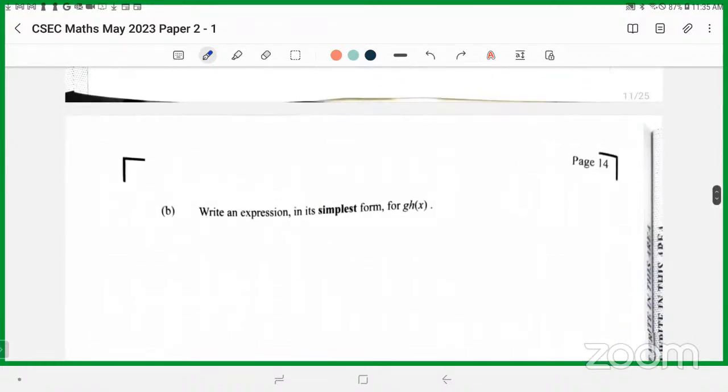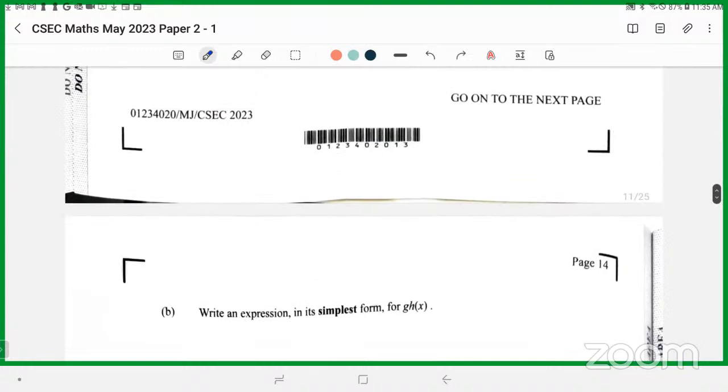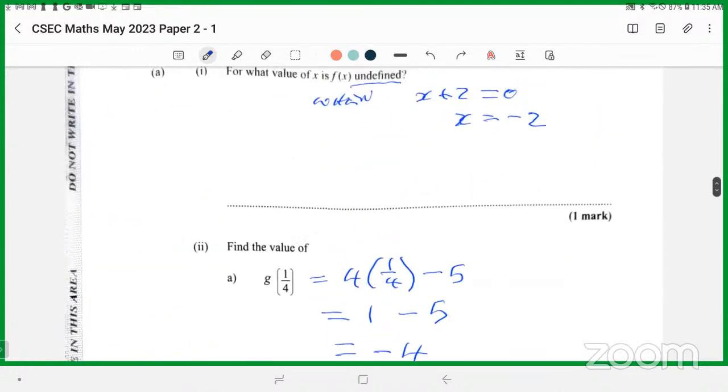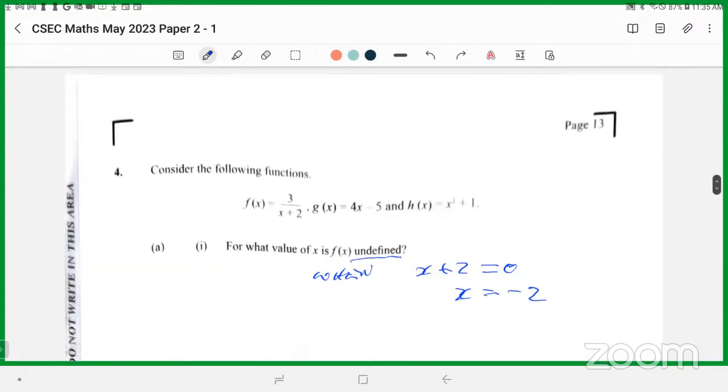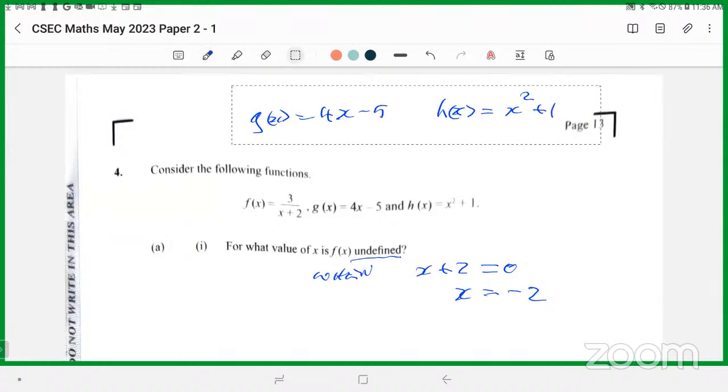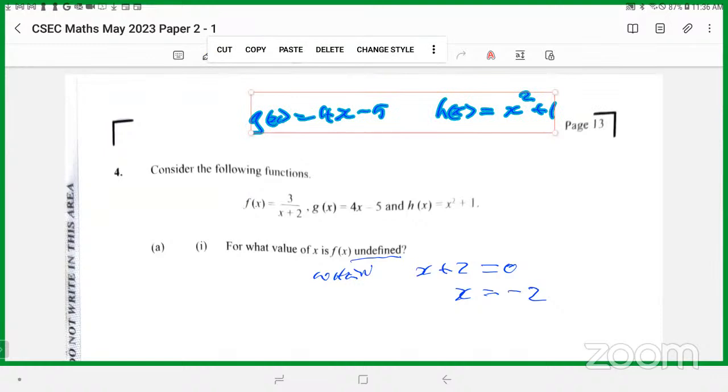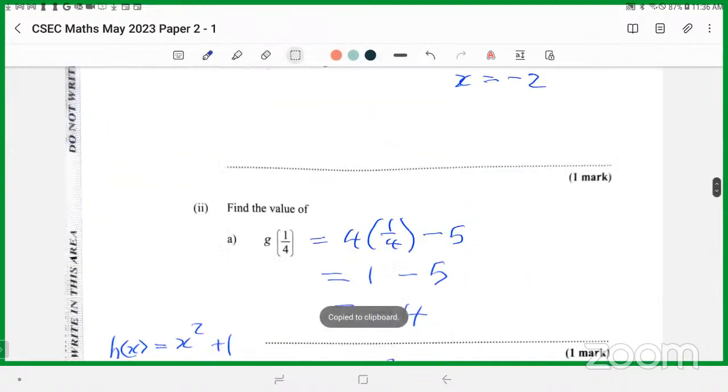Nope. They want us to find that composite function and they want us to simplify it. All right, let's write what the g is and what the h is so we can composite them. So remember now that the g of x is 4x minus 5 and the h of x is x squared plus 1. So I'm just going to copy this down on the next page so everything is in front of us working with.